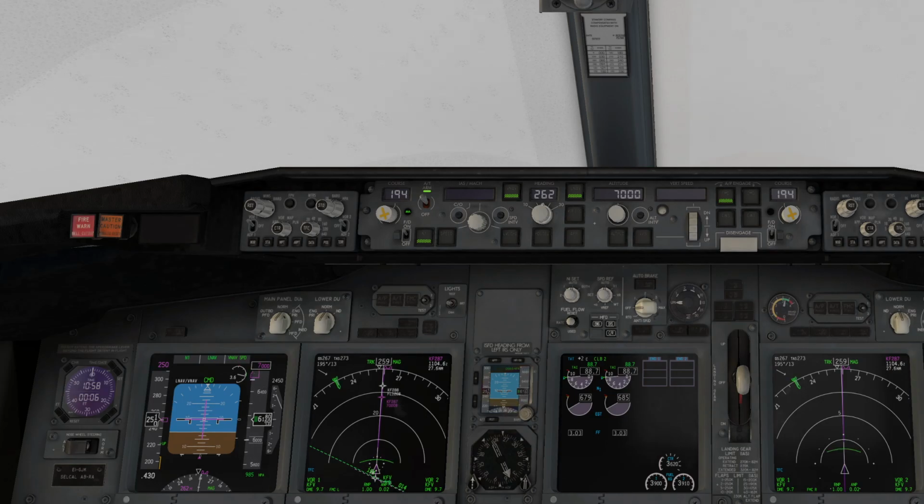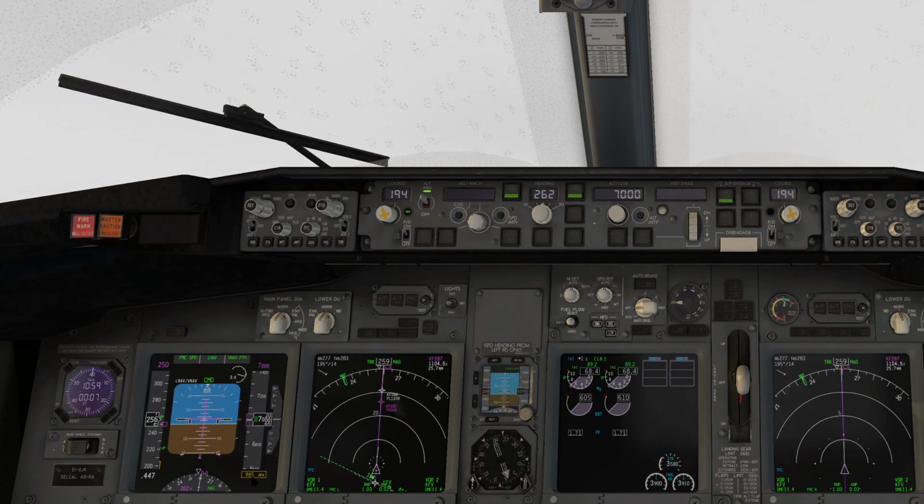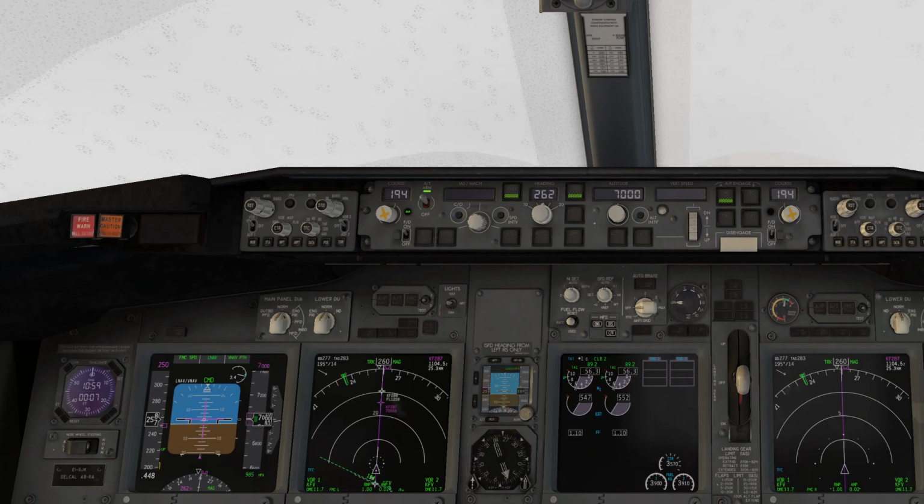1,000 to go. We will be leveling at flight level 070. We are still on the altimeter. Leveling. So we need to maintain flight level 070 till the next waypoint.